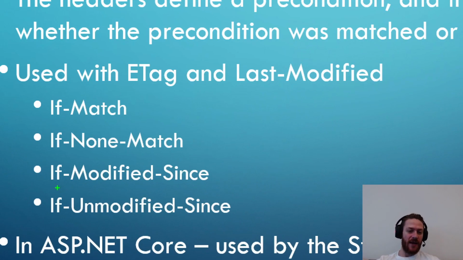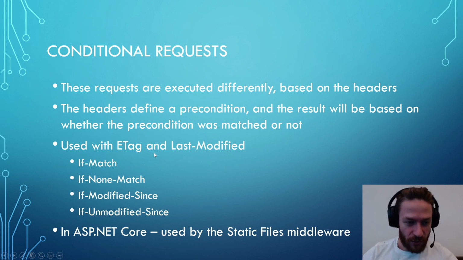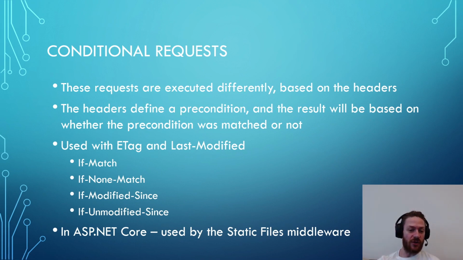For example, I can add If-Modified-Since. So I can say, hey server, give me the file only if it's modified since, for example, July the 12th. And the browser then receives a not modified status code if the resource was not modified, and a 200 OK status code if the result was modified. So these requests allow us to create conditional headers.